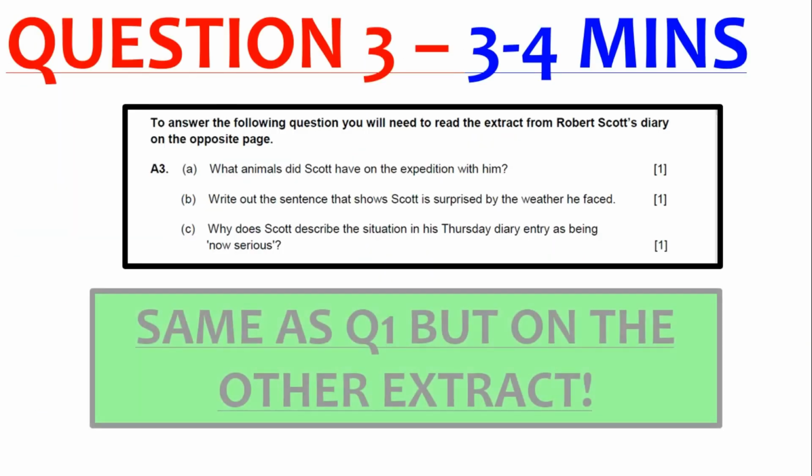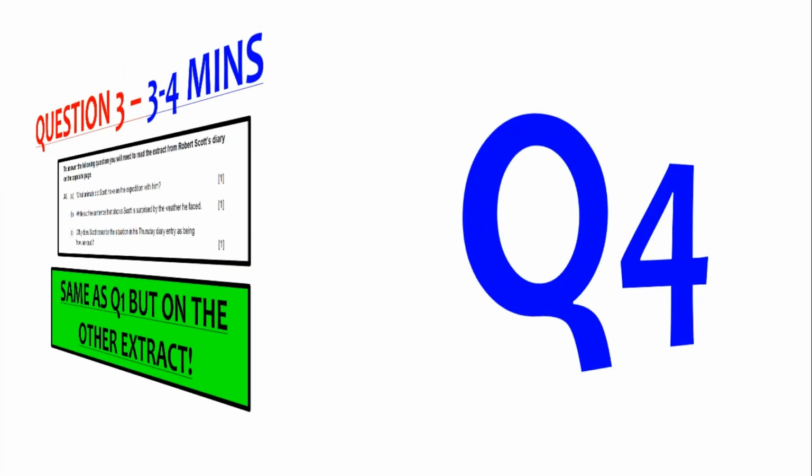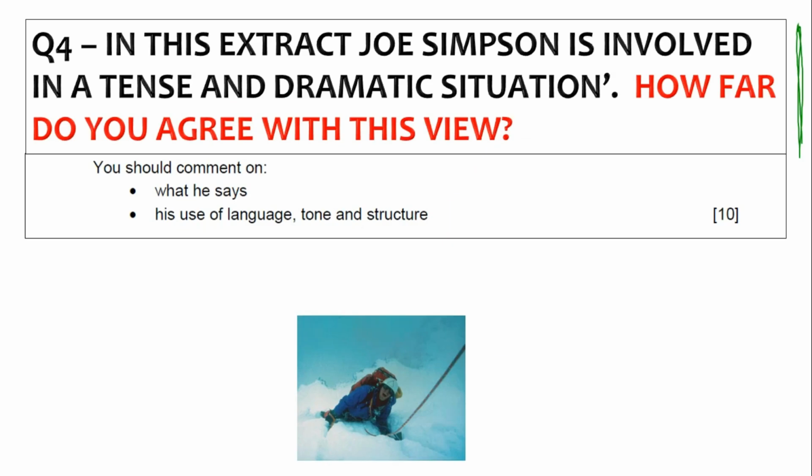So question 3, okay, I'm not really going to talk about question 3 too much. It's literally the same as question 1, but it's on a different extract. So for example, what animals did Scott have on the expedition with him? The answer is ponies. You can just put ponies. Okay, question 4, an example. Joe Simpson was involved in a tense and dramatic situation. How far do you agree with this view?